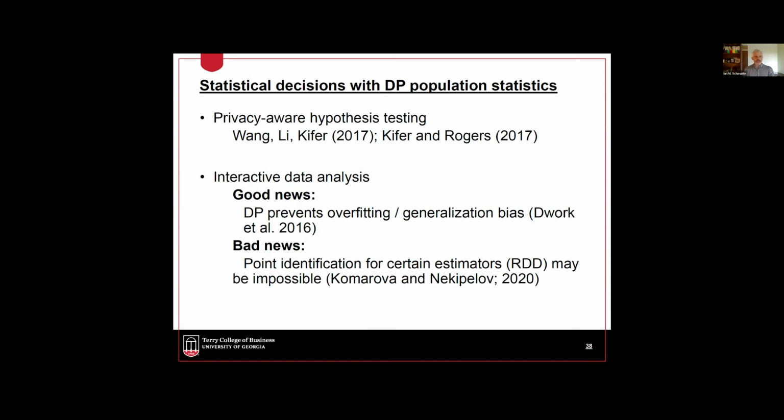There's some bad news, and that is that there's a very recent paper by Komarova and Nekipelov showing that point identification for certain estimators that we tend to be very interested in, like regression discontinuity designs, might be impossible. And so this is an area where there's an active research agenda, and I think a growing need for more analyses on these topics.